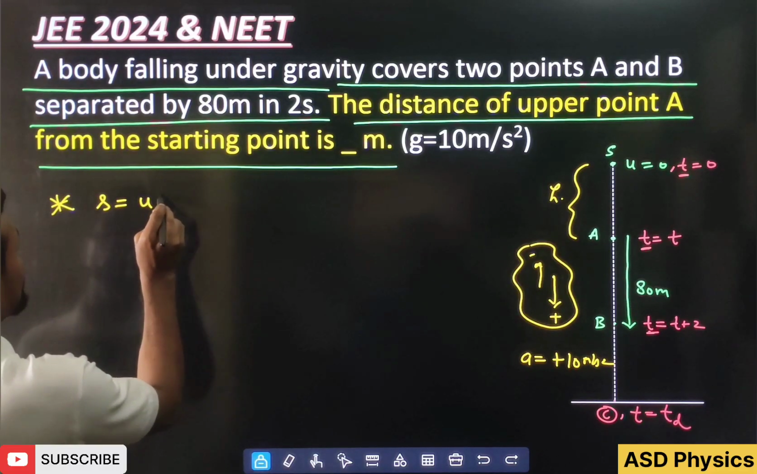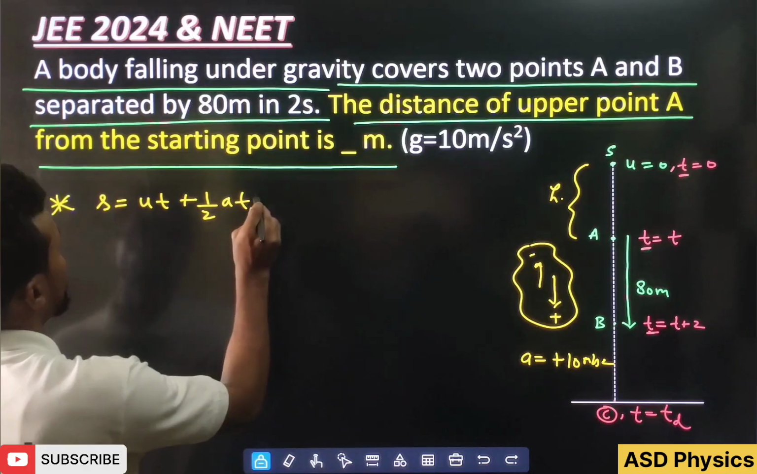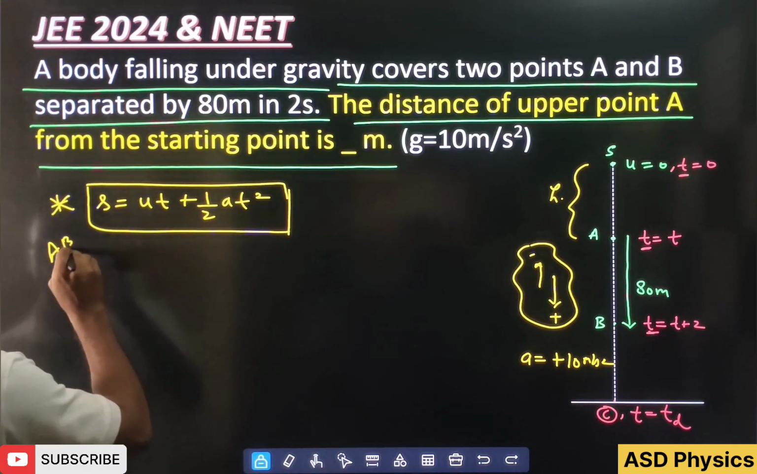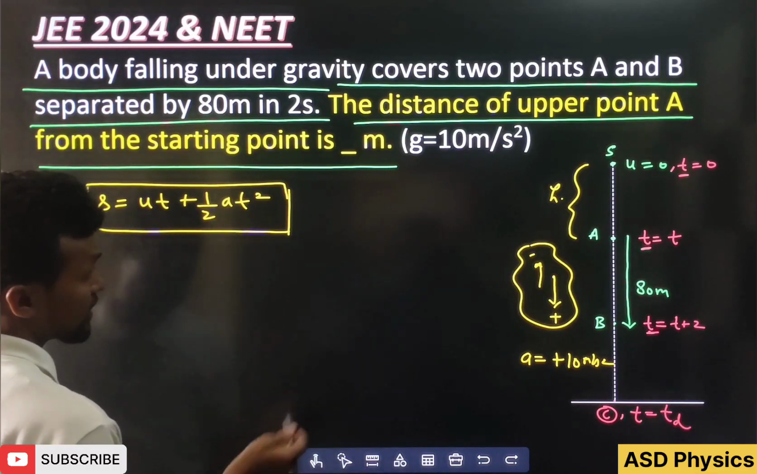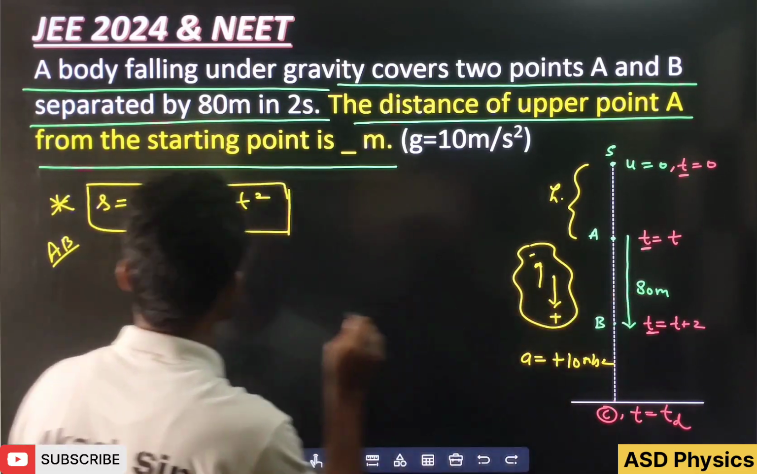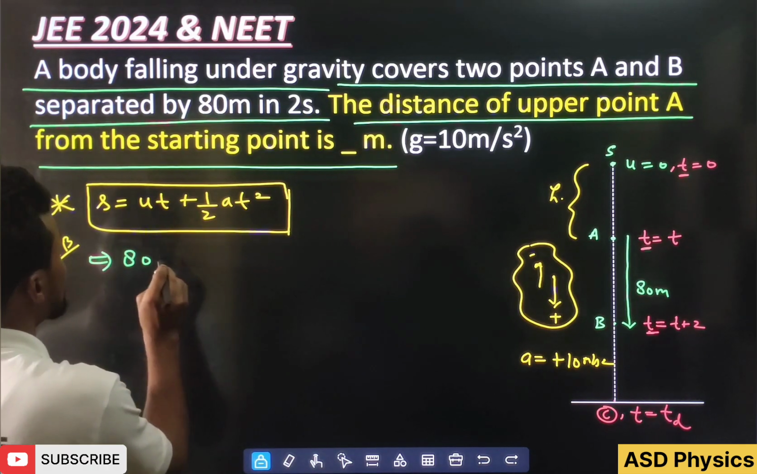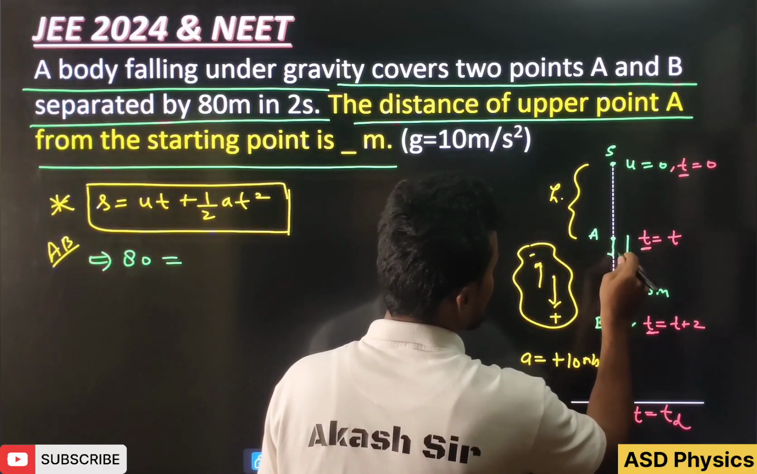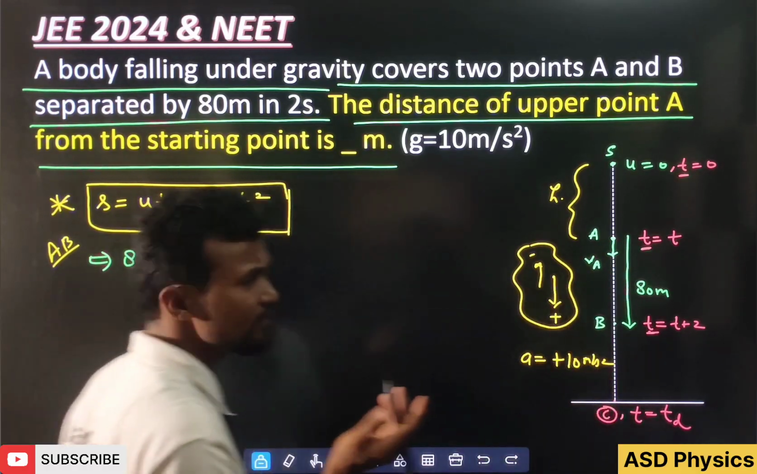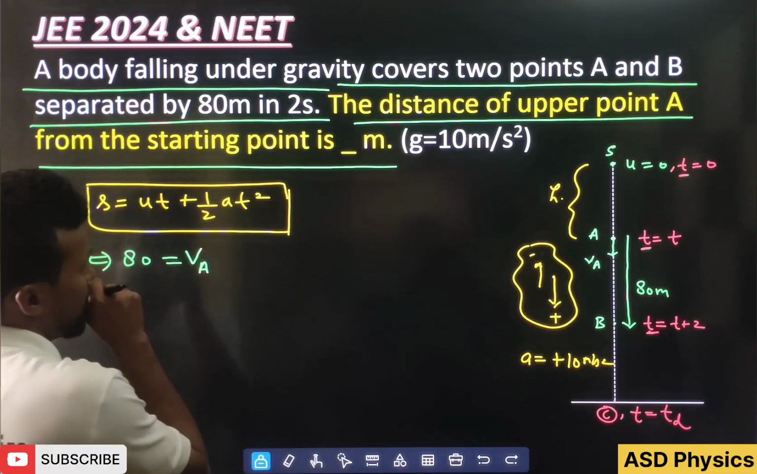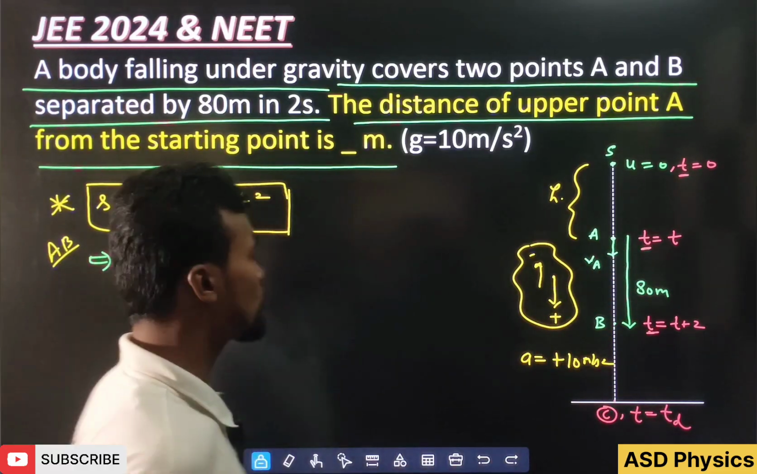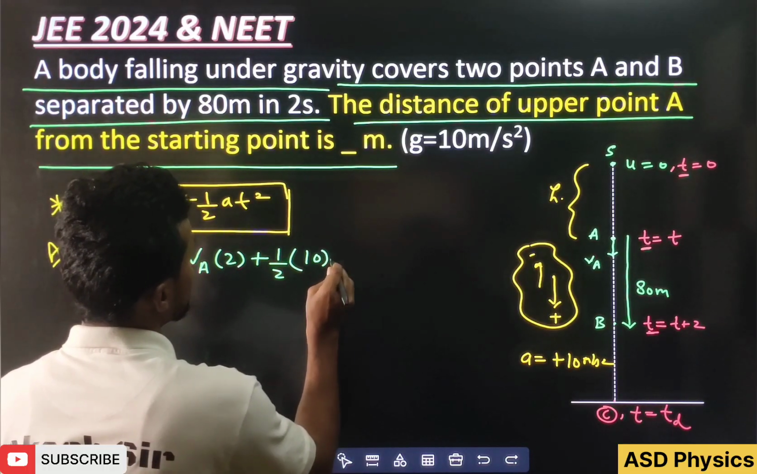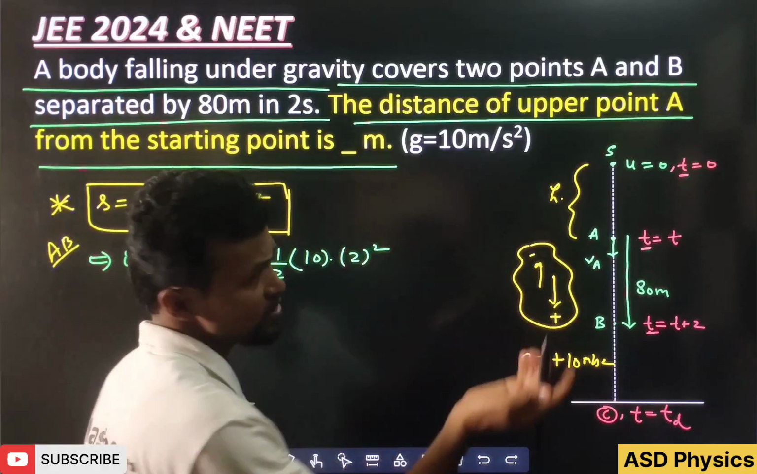S equal to ut plus half at square. This equation, students, I am going to use from A to B. Downward is plus. So 80 is equal to u, the initial velocity here, let's take VA. So VA, and the time taken from here to here is 2 seconds. So VA into 2 plus half, a value plus 10, into 2 square here. Because time is 2 seconds.